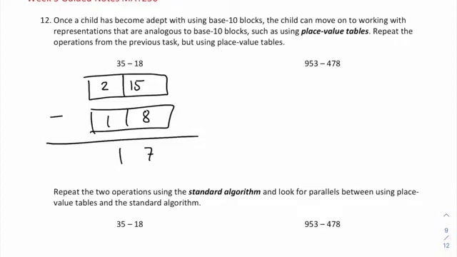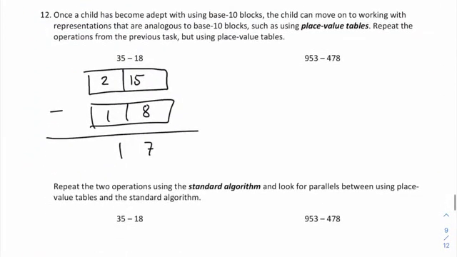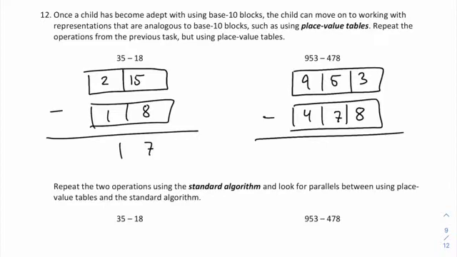Right? Students should first work with the concrete manipulatives to do the borrowing, and then they start to use this table to do the borrowing, and eventually we're going to produce the algorithm. Let's do 953 and remove from that 478. And see what we get.